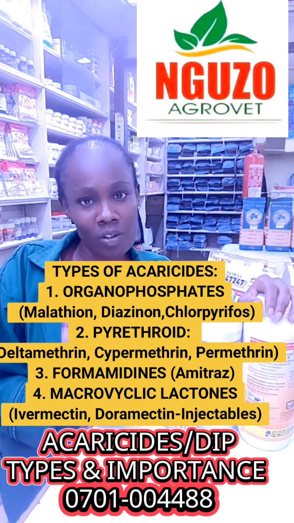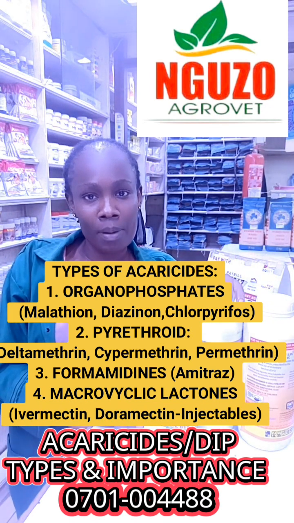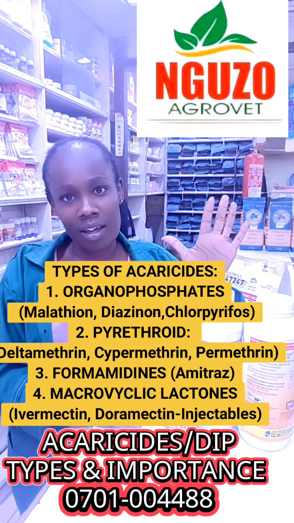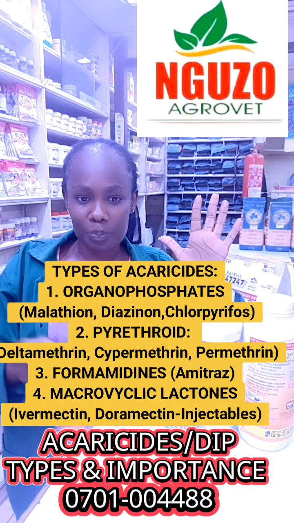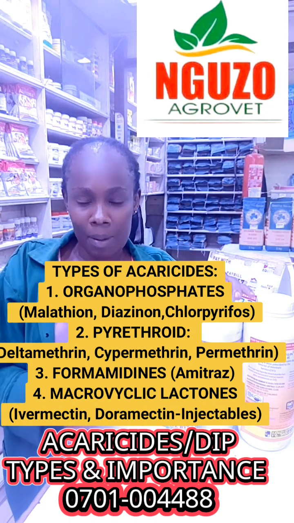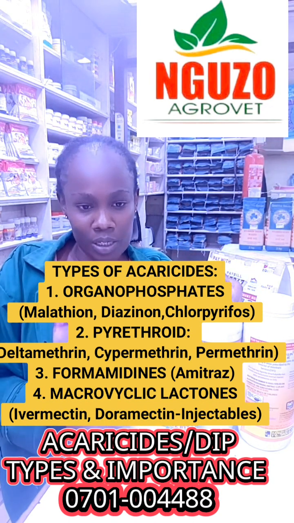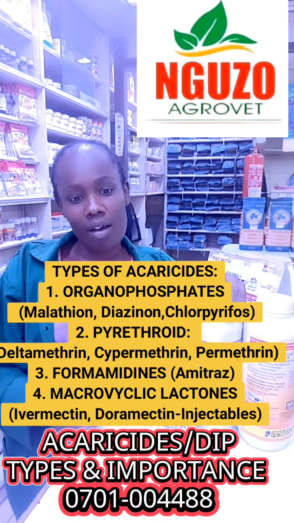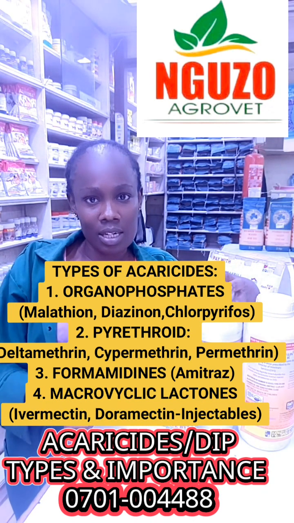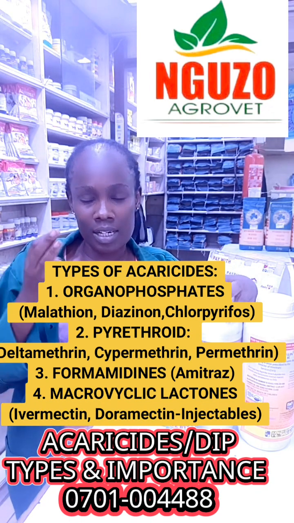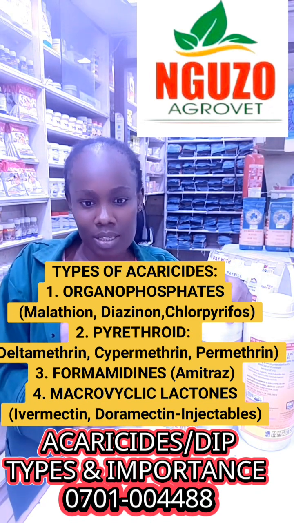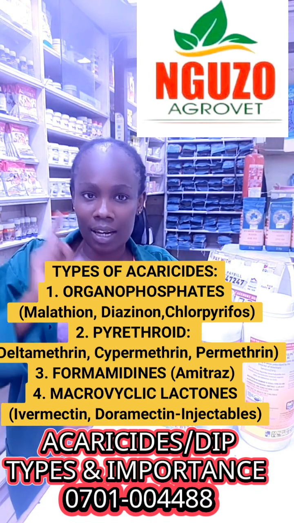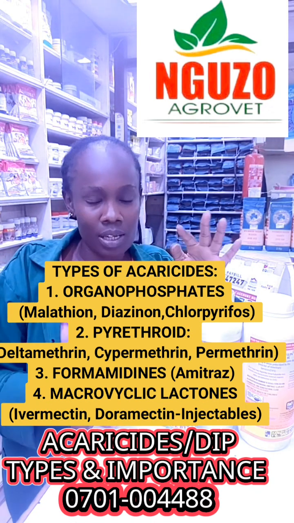So the acaricides are grouped into different categories. We have the organophosphates. These organophosphates work by interfering with the nervous system of the vectors, and they are diazinon, malathion, and chlorpyrifos. They kill ticks, mites, and lice. We also have the pyrethroids. These are the synthetic pyrethroids: deltamethrin, cypermethrin, permethrin. They kill ticks, fleas, mites, lice, flies, and so many others.